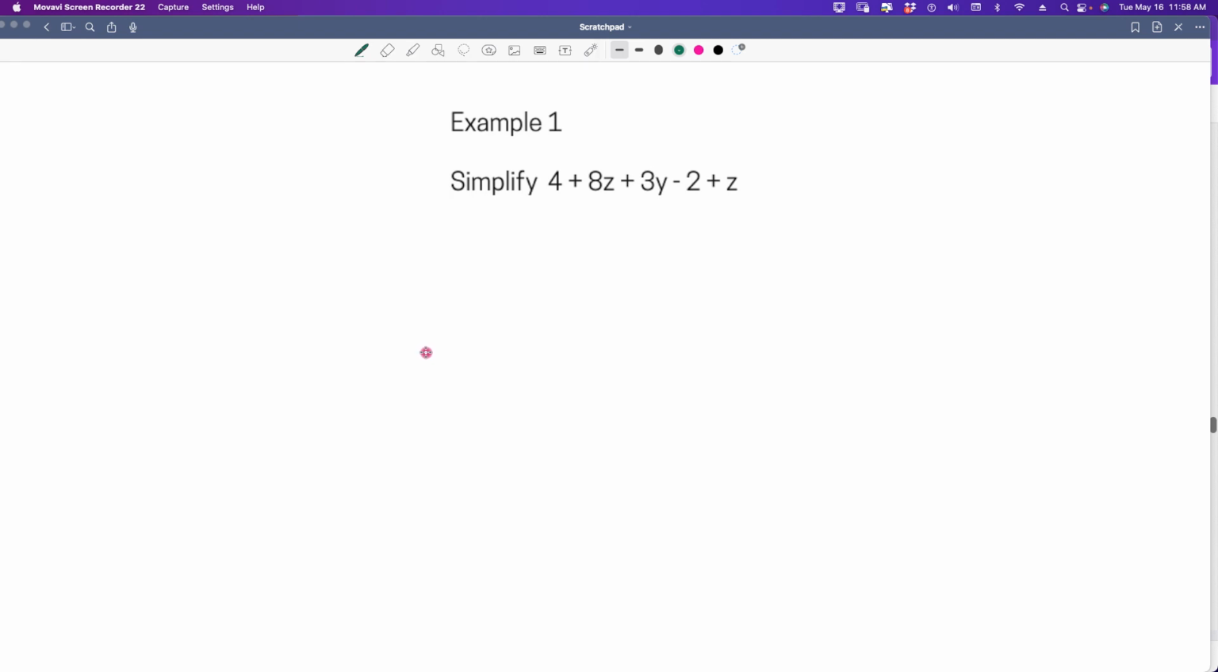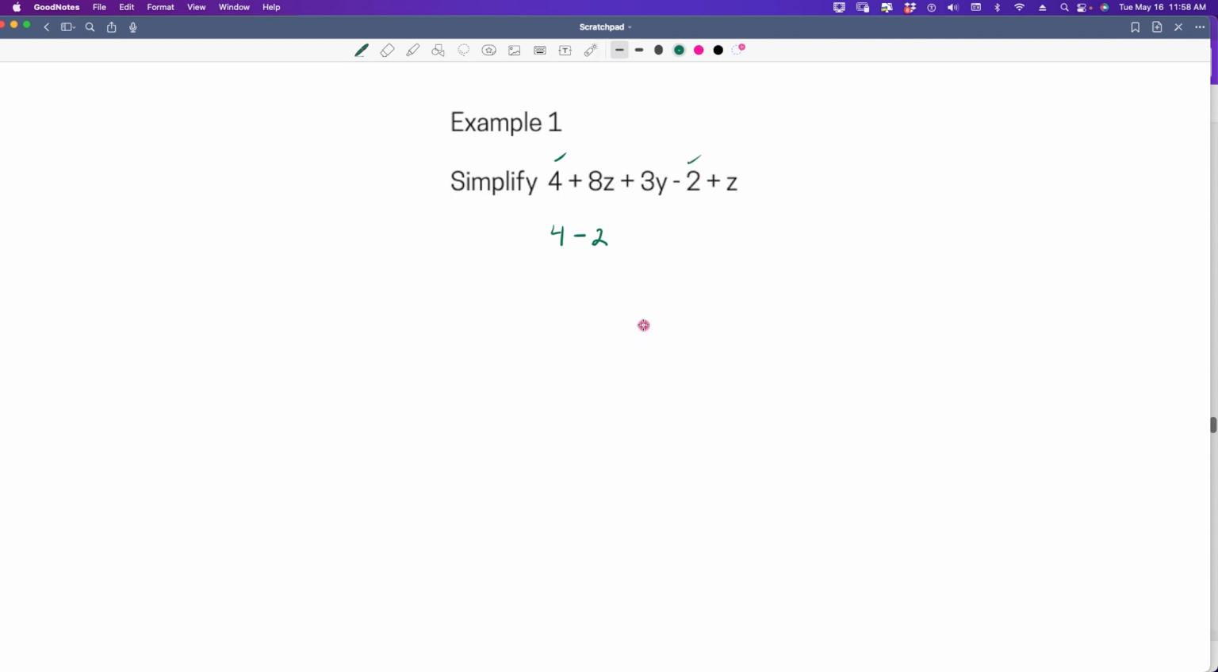Our first example says to simplify this expression. And we know it's an expression because there is no equal sign in it. So the first thing to do is to group these terms in an order that makes sense for combining them. So what I'm going to do is I'm going to put my constants first. So I have a 4 and I have a negative 2. So 4 minus 2. So that's this constant and this constant taken care of.